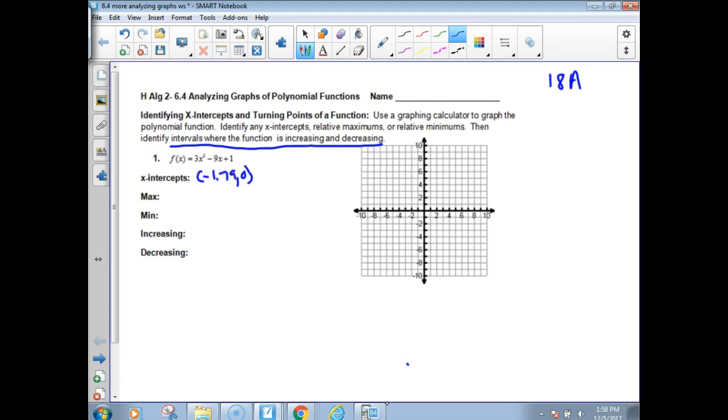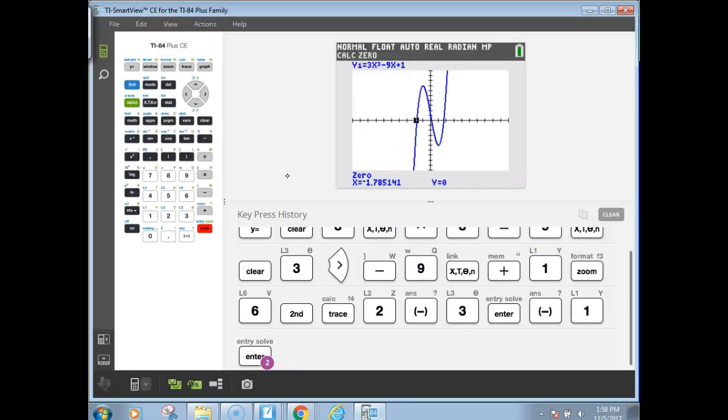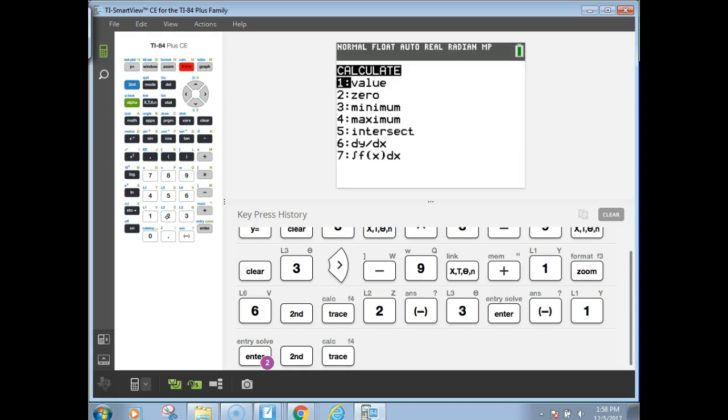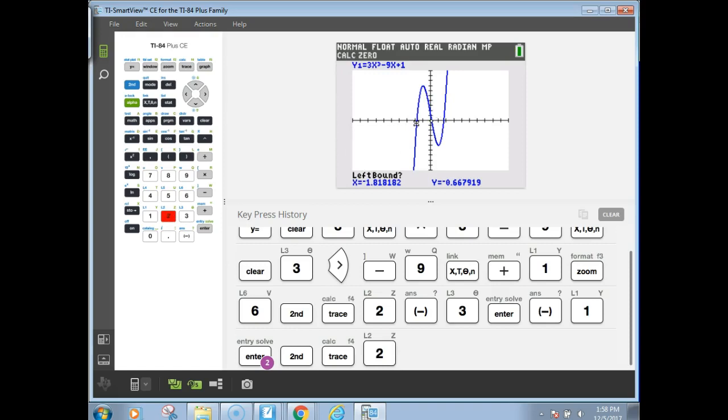You need to write them as points. Do not just list them as a number. Okay, this next one, second trace, choice 2. That second one is a little bit more than 0, so I could put in 0 for the left bound and 1 for the right bound. It's between 0 and 1. And that one is at 0.110.